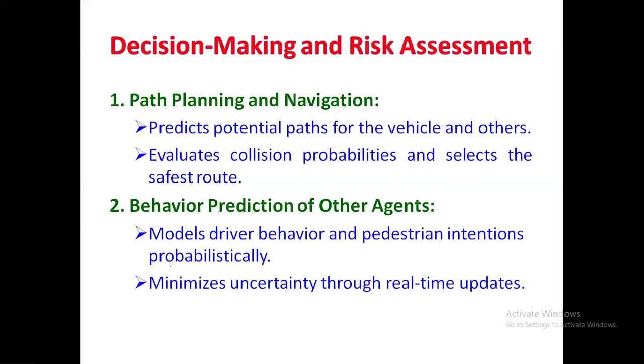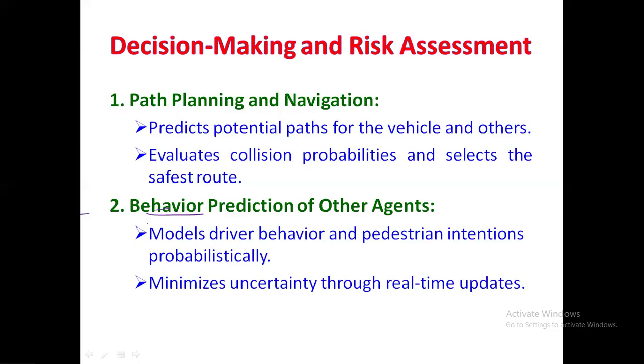Partially observable MDPs, which we call POMDPs, help the vehicle assess collision probabilities and balance safety with performance. These models allow the vehicle to dynamically adjust the trajectory by considering both immediate risks and long-term safety.